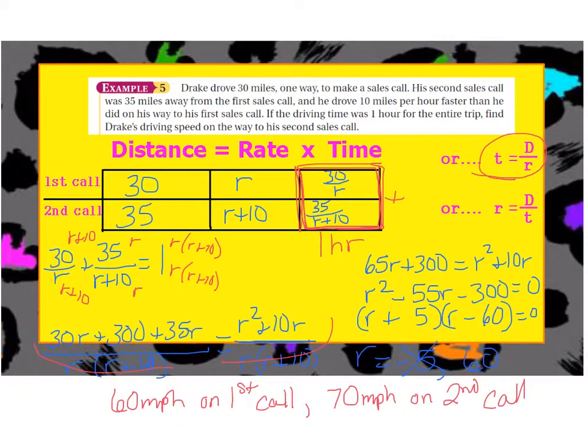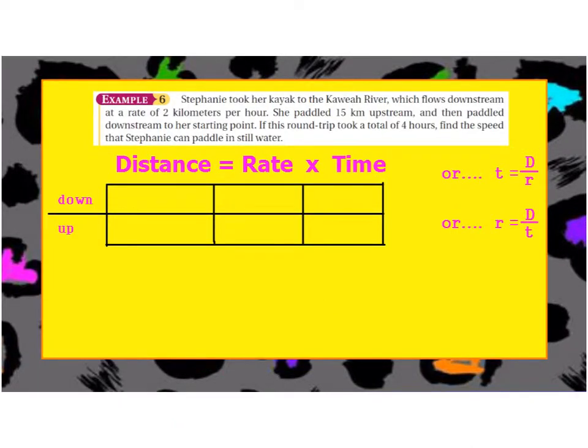All right, we do set up a chart for these types of problems. All right, we're going to try one more. Okay, so on this one we have Stephanie. She's taking her kayak to the river. The river flows downstream at 2 kilometers per hour. Okay, so that's great if she's going downstream because that's going to help her out. But if she's paddling, okay, and she paddled 15 kilometers upstream, then paddled downstream to her starting point.